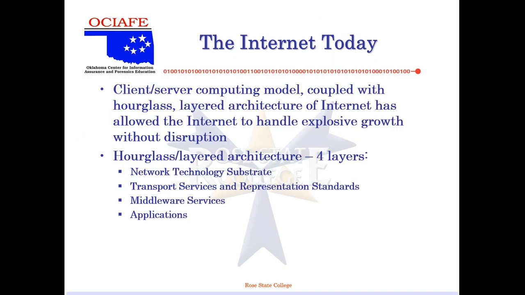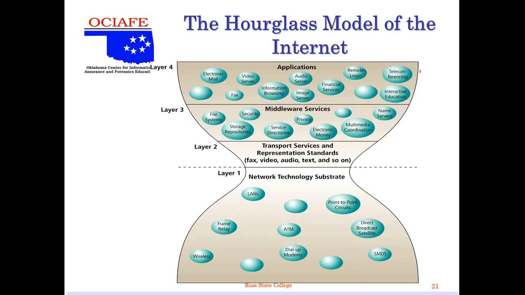The internet today is basically, I should say, the client server model coupled with an hourglass. Basically, you have all your layered architecture where it has grown up, and then the 4 layers of your network technology substrate, your transport services, your middleware services, and your applications. And those are kind of expressed in this next diagram here.